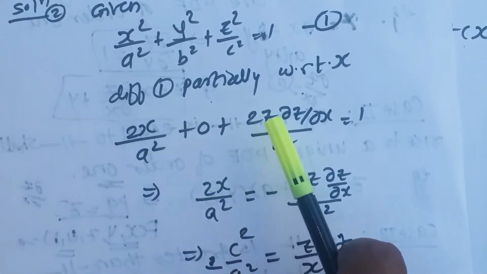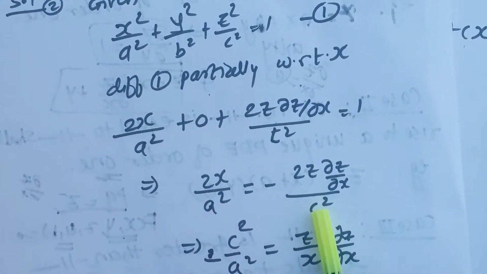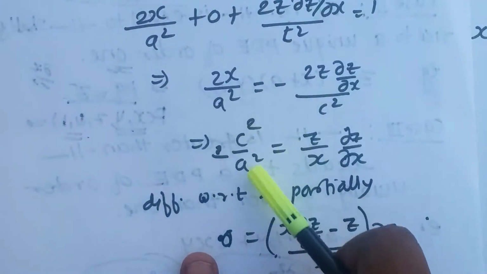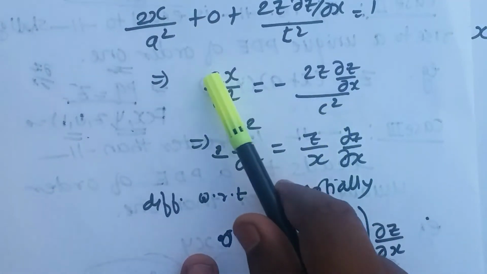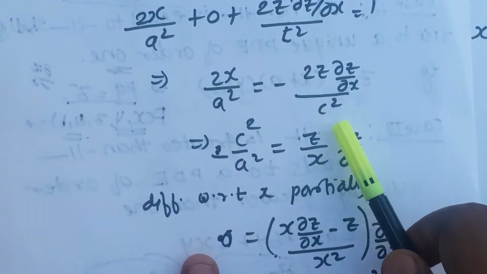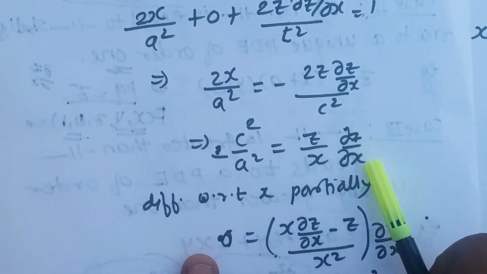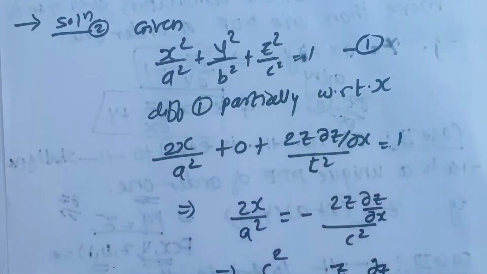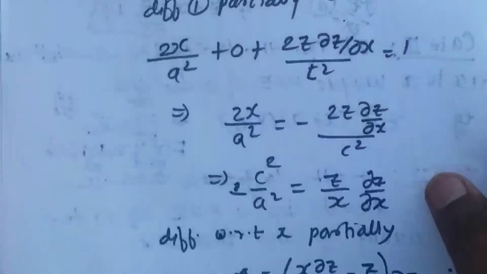Now I have taken this term to the right hand side, and I have got this. Then after cross multiplying, I have taken constants on one side, minus c square by a square, and after cancelling out 2, we'll get z by x del z by del x. Now, as there are three constants, one more time we'll differentiate this with respect to x.